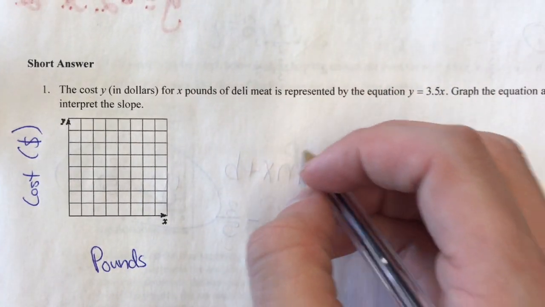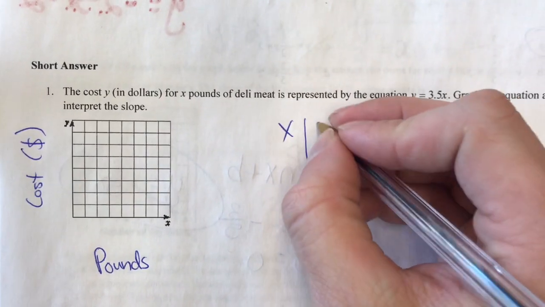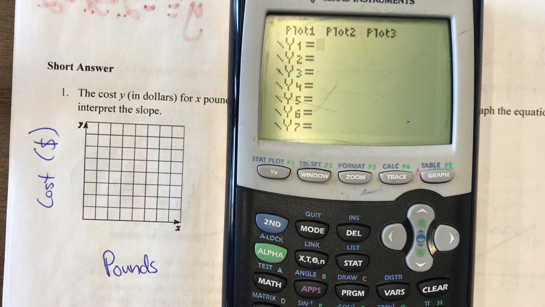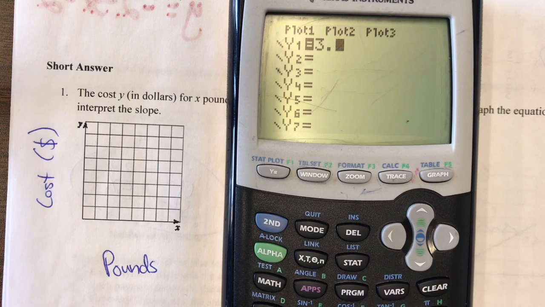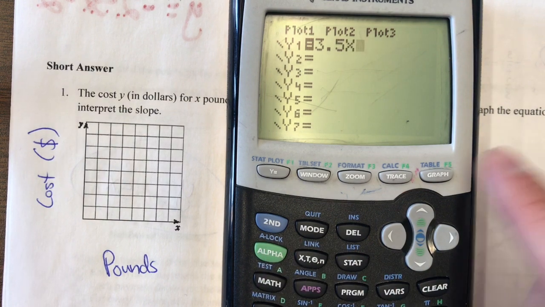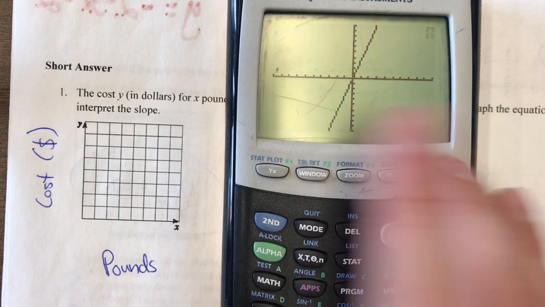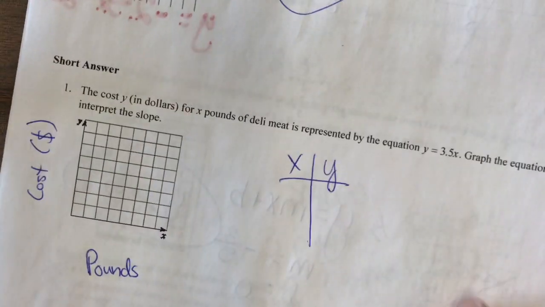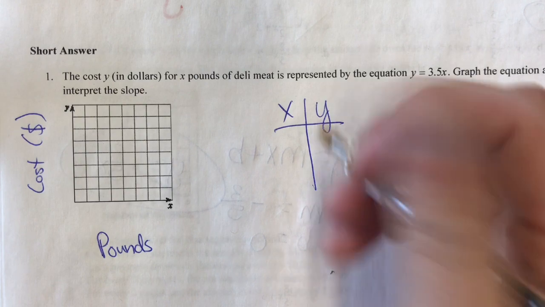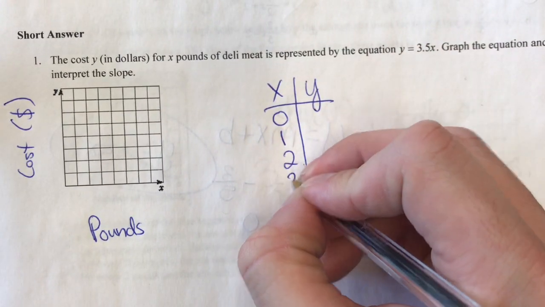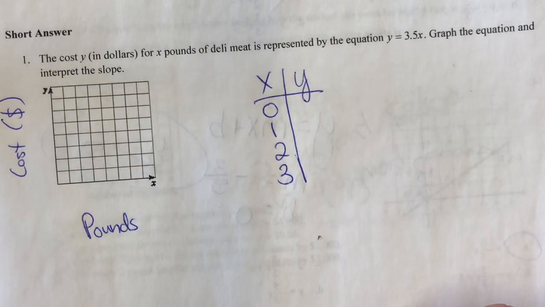All right, looks familiar. So I'm going to make an x and y chart. Now there's many ways that you could do this. If you wanted to type out 3.5x and hit graph to see what it looks like, I know what it'll look like. If you want to hit second table to get a bunch of points, I could do that too, but I don't feel like doing that. I'm going to say 0 pounds to start out, 1 pound, 2 pounds, and let's do 3 and go as far as I can, okay?